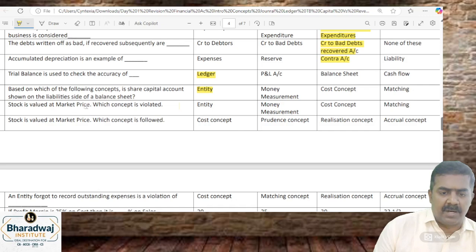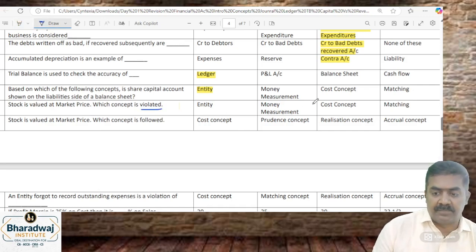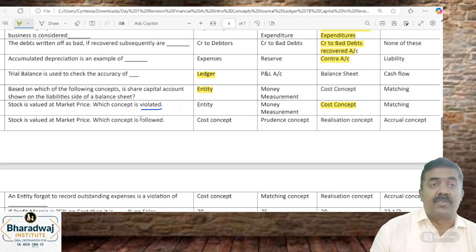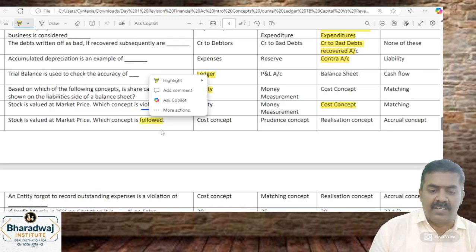Stock is valued at market price. Which concept is violated? Cost concept. Cost concept is violated. Next, stock is valued at market price. Which concept is followed, they are asking?